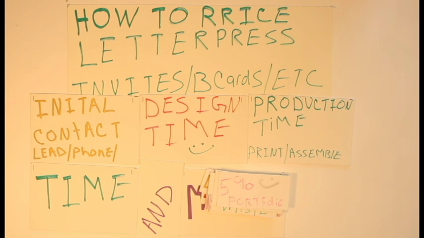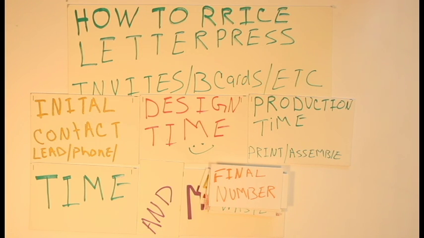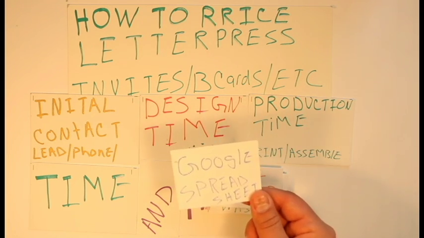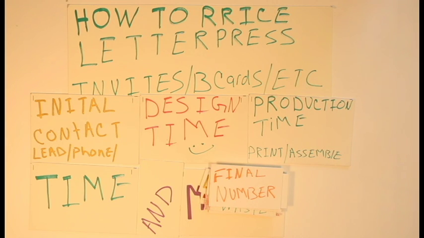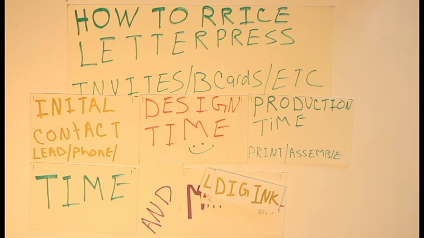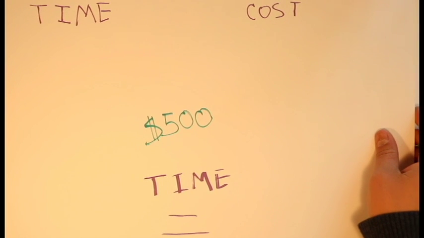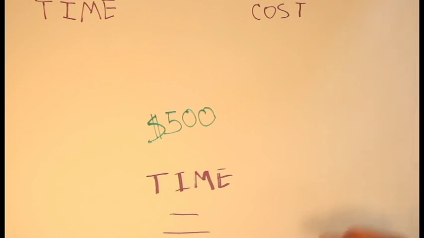When you get that final number, though, what I like to do is put that into the Google spreadsheet. And then you're going to calculate. So what you have here is your time and your material and the final number. I have another handy little sheet here that we'll go over. Let me just move these out of the way. All right, so this is how everything comes together.